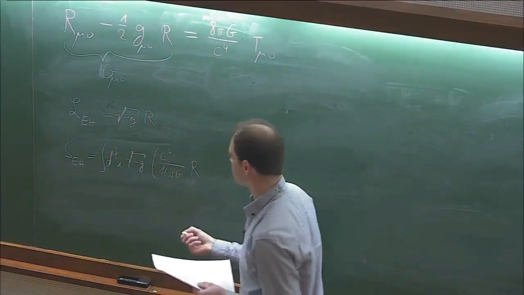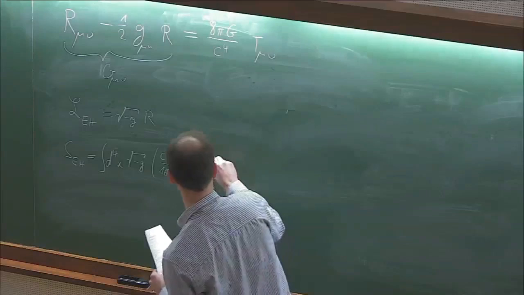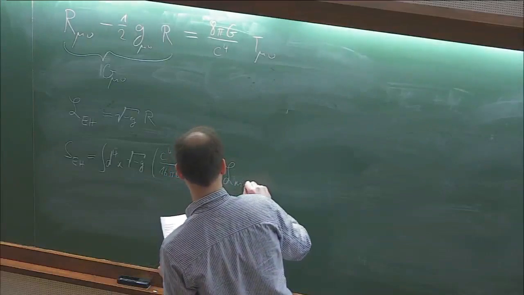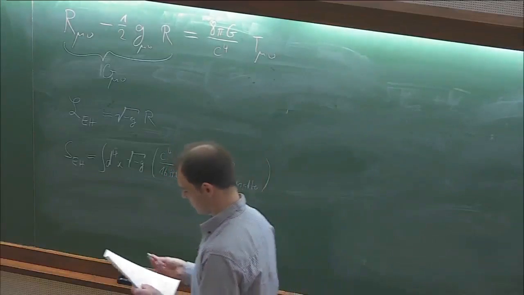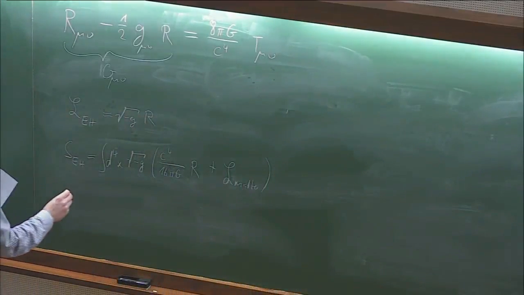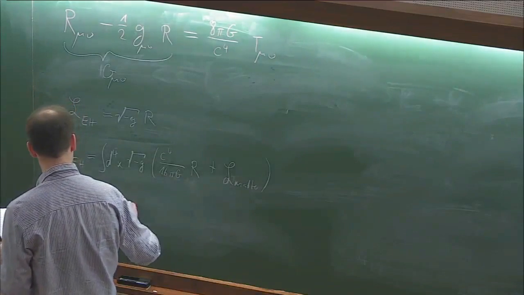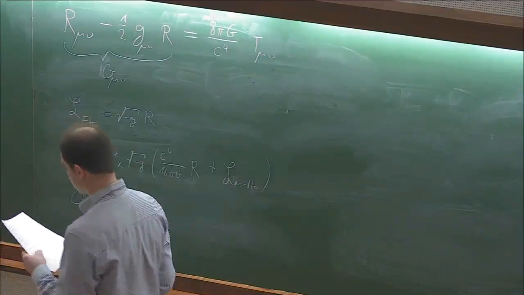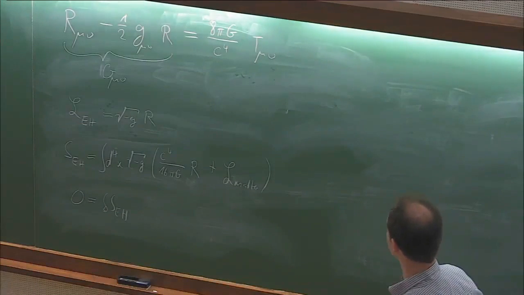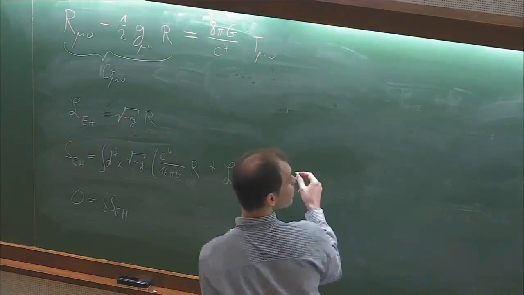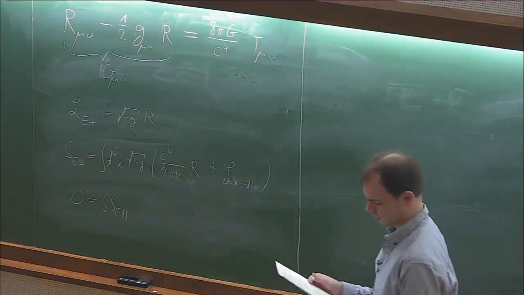times R. And if you also want to include your matter fields that belong to your T mu nu, then you have your matter Lagrangian, so the Lagrangian of all your matter fields here. If you then do the usual variation, so you demand that the variation of this action is zero, then you obtain the Einstein field equation. What I want to talk about is the Newtonian limit of this theory.